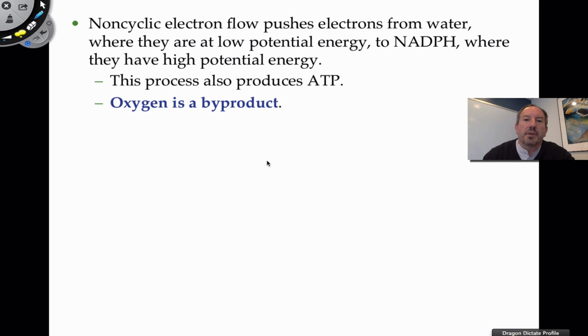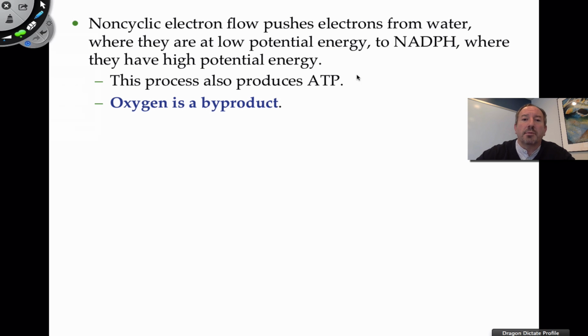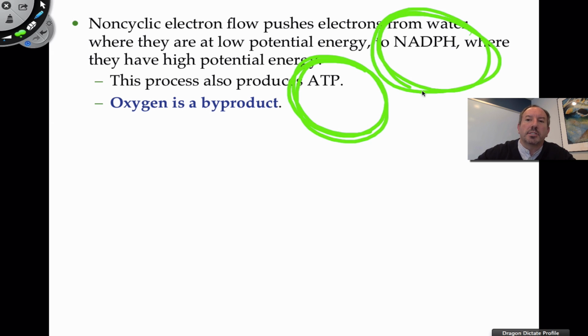Okay. And so, again, just to summarize the whole light reaction, the whole point of it, and I'm going to circle this for emphasis, the point of the light reaction is to make ATP and NADPH. That's right. And it employs an electron transport system to do that. And as a byproduct, of course, oxygen is produced.